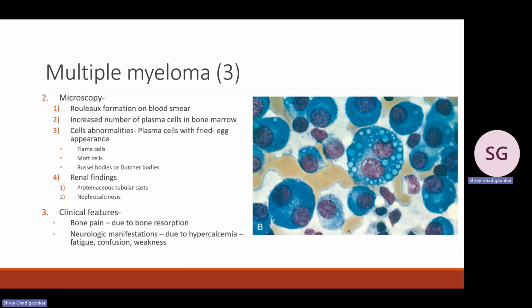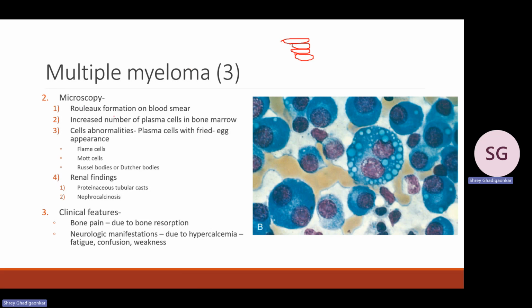Regarding microscopy, one important finding on blood smear is rouleaux formation. This is where you have the red blood cells, the RBCs, stacking up on the peripheral blood smear. This is mainly due to the increase in serum protein, which interferes with the charge of the RBC, and as a result you get the stacking up of the RBCs. This also leads to a markedly increased erythrocyte sedimentation rate, and there's also increased bleeding time because of this.